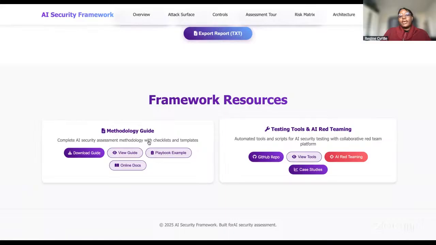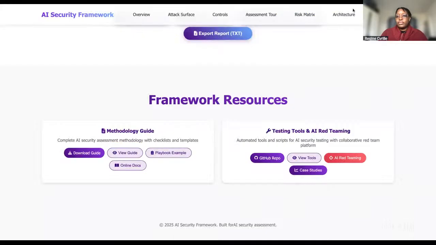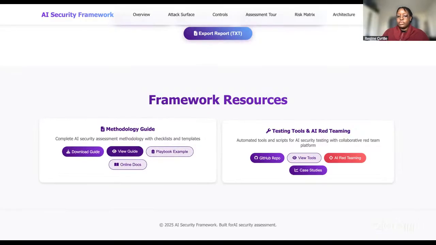Then I added some resources. I went through different existing standards and tried to compile a guide that you can download here. Sorry about that, but it did download. The guide goes through different standards and also has some resources.